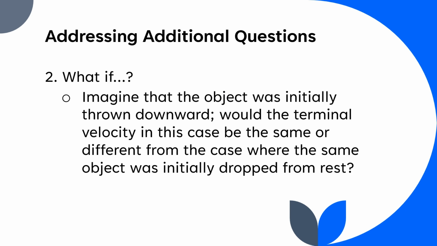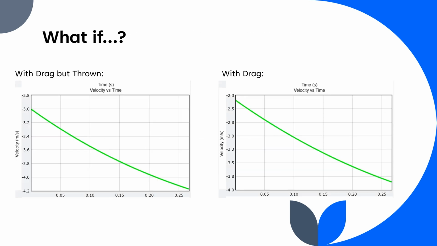Second, what if? Even if we imagine that the object was initially thrown downward, the terminal velocity would be the same as the case where the object was dropped from rest, given that even though they reach terminal velocity at different times, they are proceeding toward the same terminal velocity.